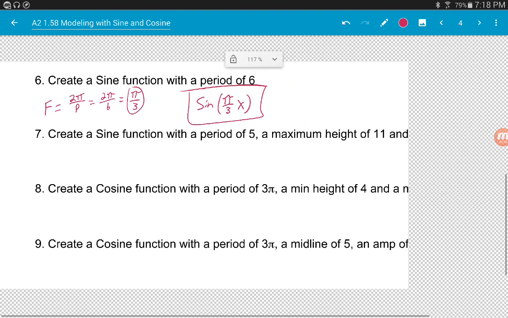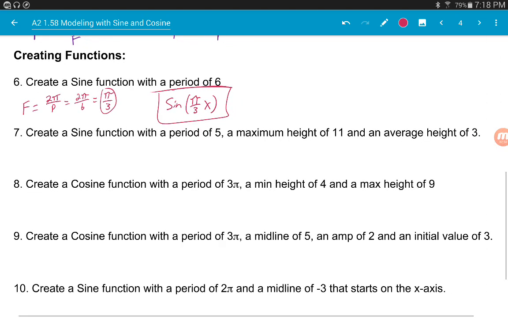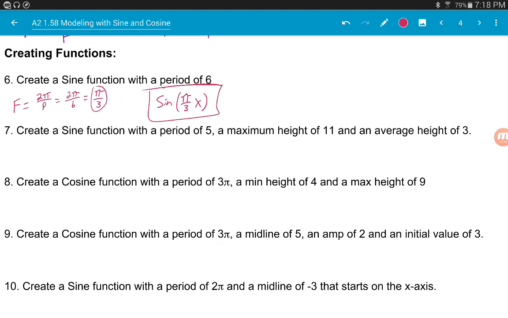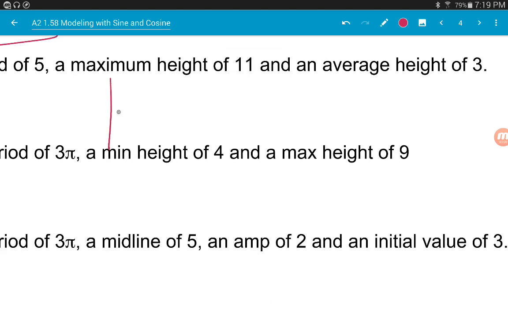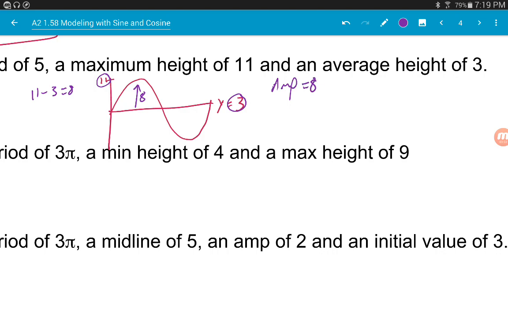Now let's create a sine function with a period of 5, a maximum height of 11, and an average height of 3. So it's sine. I'll start with a little graph. My average height is 3. My maximum height is 11. So that means that my amplitude must be 8, because I can tell the distance between things by subtracting. 11 minus 3 equals 8. So my amplitude must be 8.